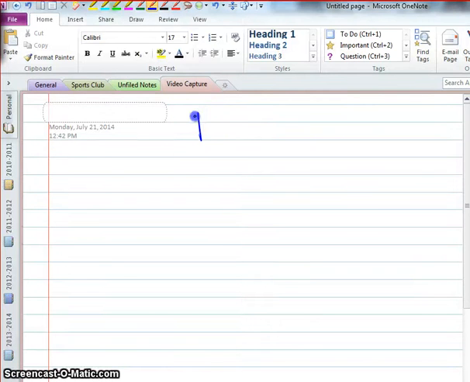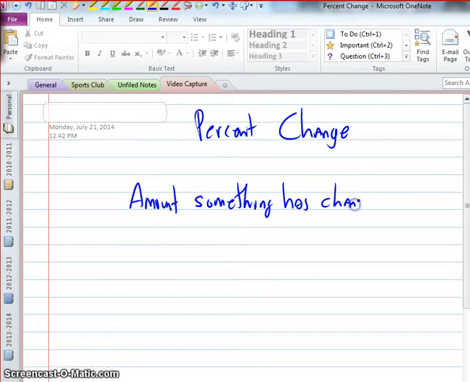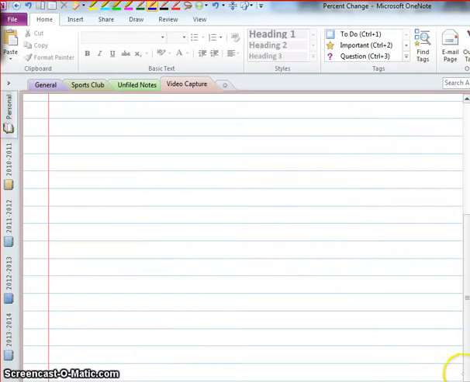Today we are talking about percent change. The basic calculation is that when you're calculating percent change, you are going to have the amount something has changed divided by its original amount. And I've got 5 practice problems to work through with you.